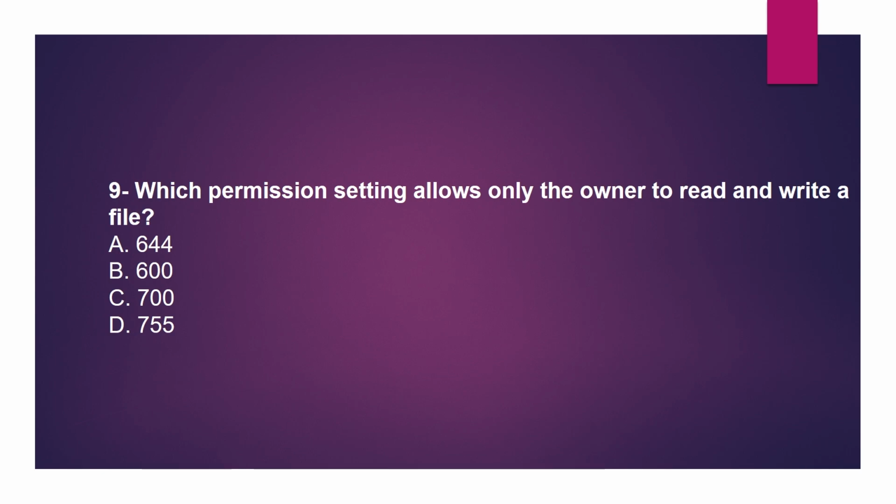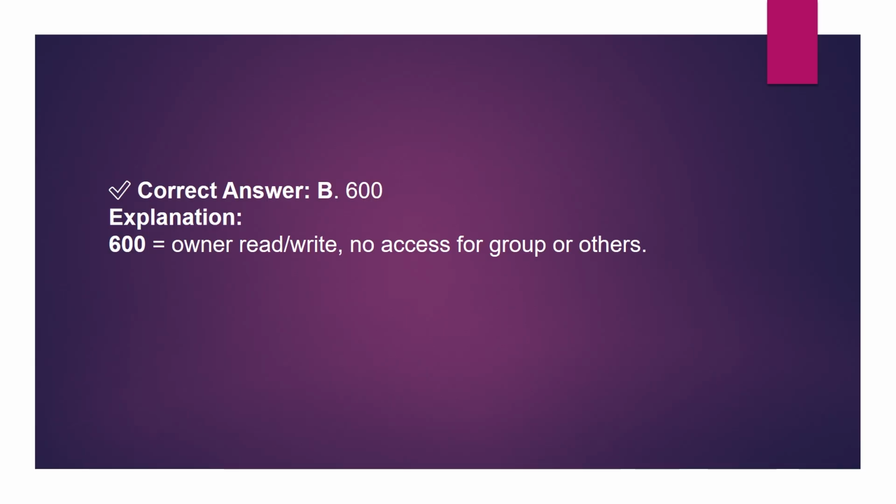Number 9. Which permission setting allows only the owner to read and write a file? Correct answer is B. 600. 600 equals owner read and write, no access for group and others.